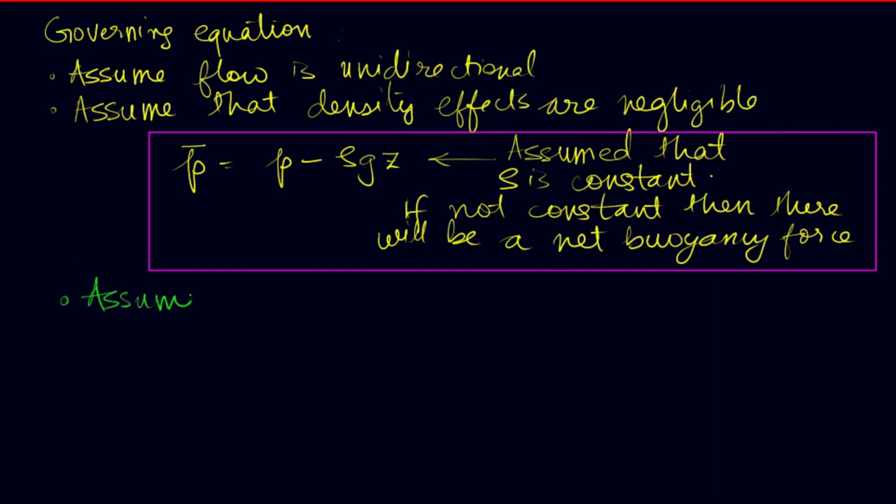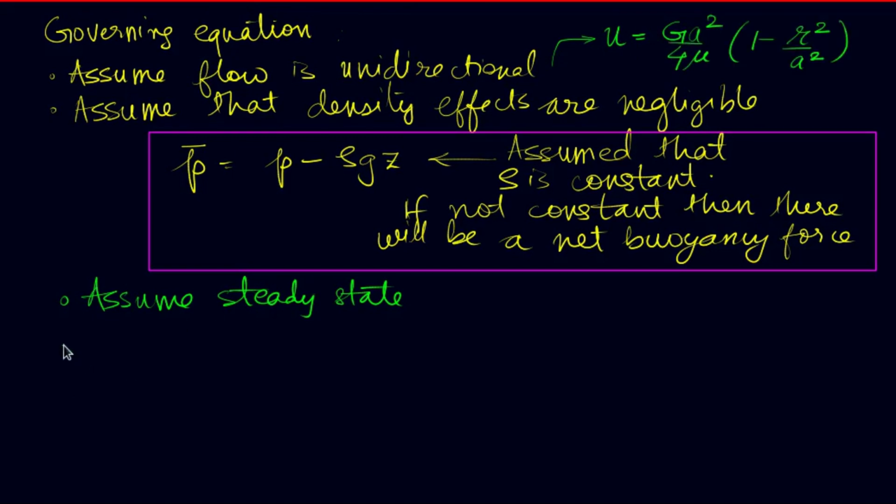Because we have assumed a steady state flow and a unidirectional flow, it means that the velocity profile is the classic Poiseuille velocity profile given by the pressure gradient G times a square by 4 mu times 1 minus r square by a square. This is the classic flow through a pipe, and therefore the governing equation may be written as u, which is the actual velocity, multiplied by del theta del z, which is the actual gradient of the temperature, is equal to kappa times the diffusion term.